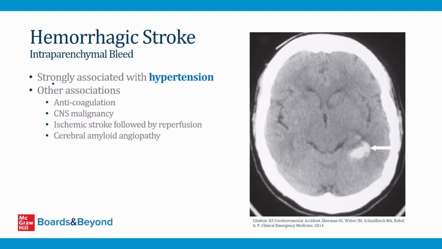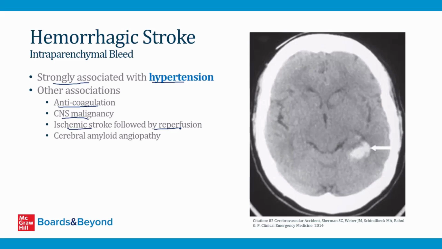Hemorrhagic strokes are very strongly associated with hypertension. These strokes usually occur in patients who have longstanding hypertension, especially if it's been poorly controlled with medication. Some other associations I've shown in the slide. So any patient who takes anticoagulation for any reason is at greater risk of a hemorrhagic stroke. Hemorrhagic strokes can occur in patients who have central nervous system malignancies. The brain tumor can disrupt the small penetrating artery blood flow, and that can lead to a bleed. Hemorrhagic strokes are also a feared complication of ischemic strokes treated by reperfusion. So in another video, I talk about how we often treat ischemic strokes with lytic type drugs.